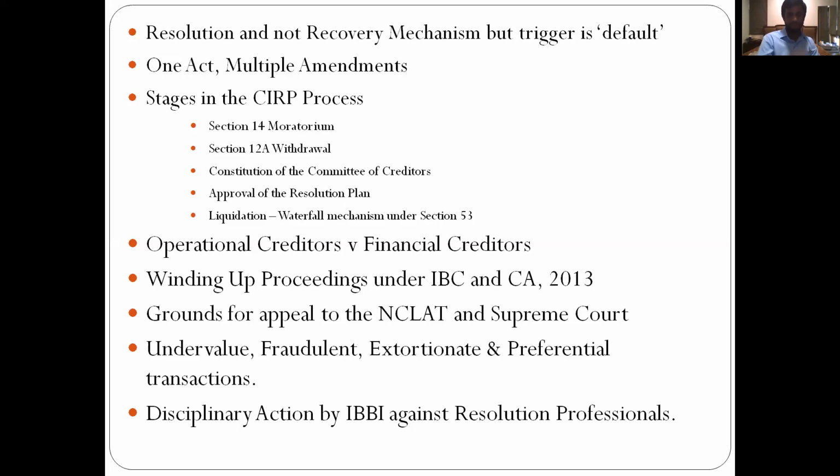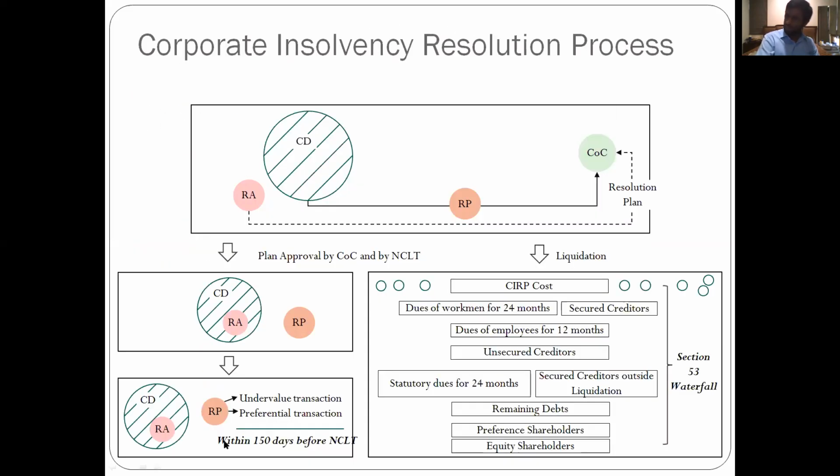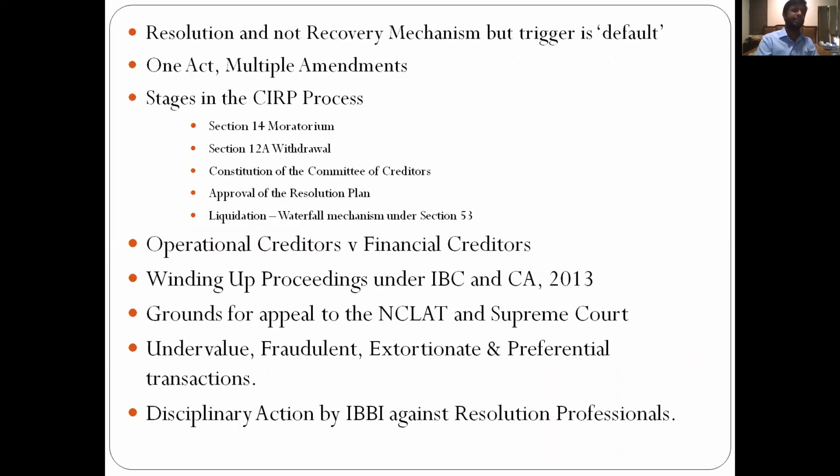Again, I find it pertinent to mention here the undervalue, fraudulent, extortionate, and preferential transactions. These are the ones I was referring to over here. I don't want to get into this in detail considering it's only a basic class, but certain transactions can be set aside by the NCLT at a later date.